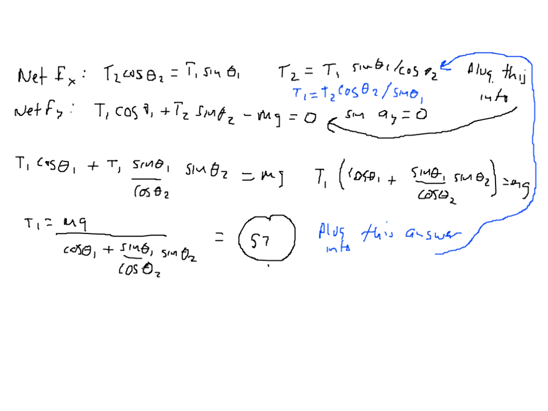So we got 572. Yeah, so I get three significant digits. I also got that. So that means that T2 equals 572 newtons times sine theta 1, so sine of 15 degrees divided by cosine of 10 degrees. That's not a very good looking 0.